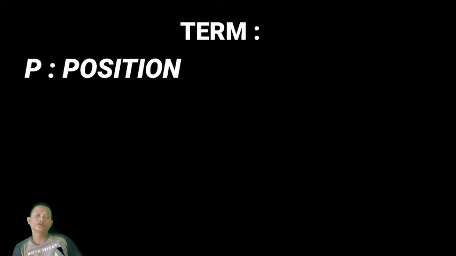Before we start in this video, I will use some terms like P1 to P4. P stands for position. I will also use terms like K1 to K4. K stands for kick, which indicates the type of kick used. So when I say K1, it means the kick used in position 1.